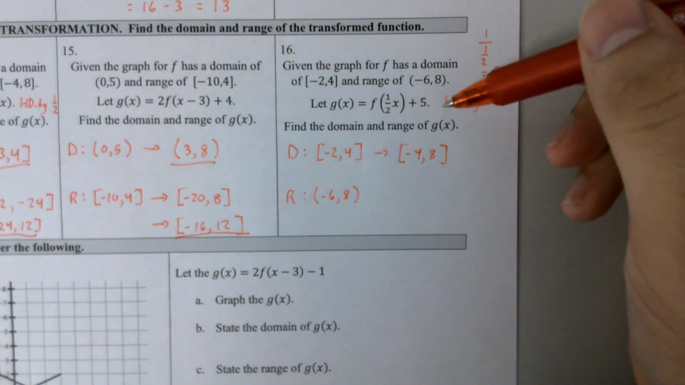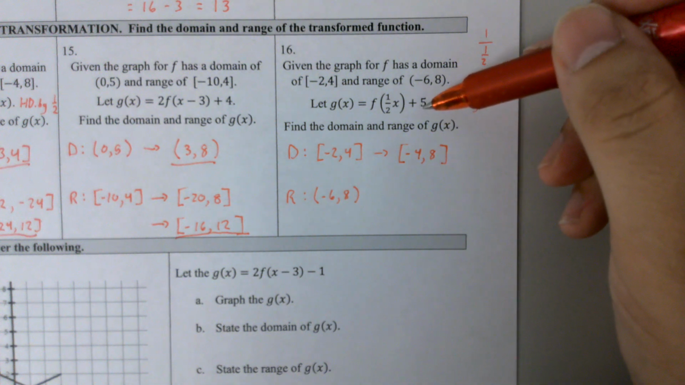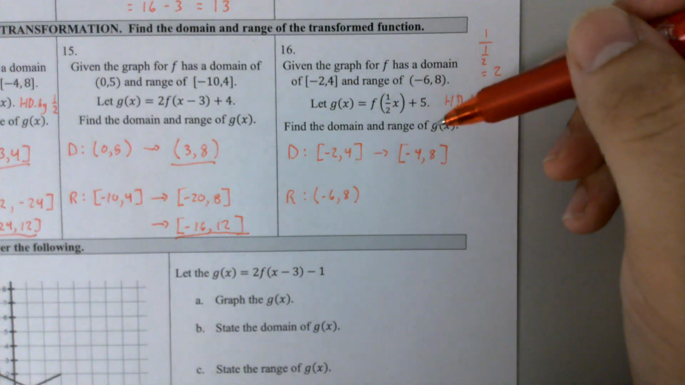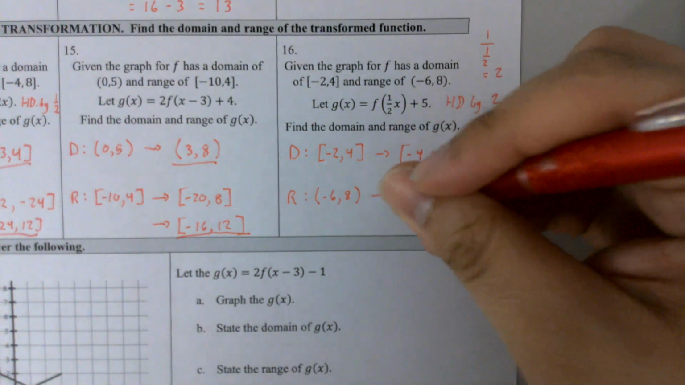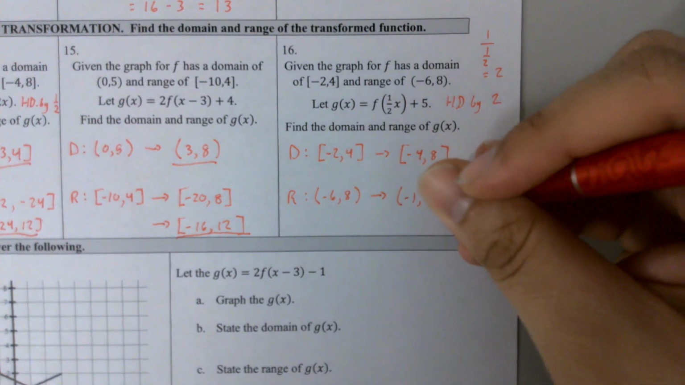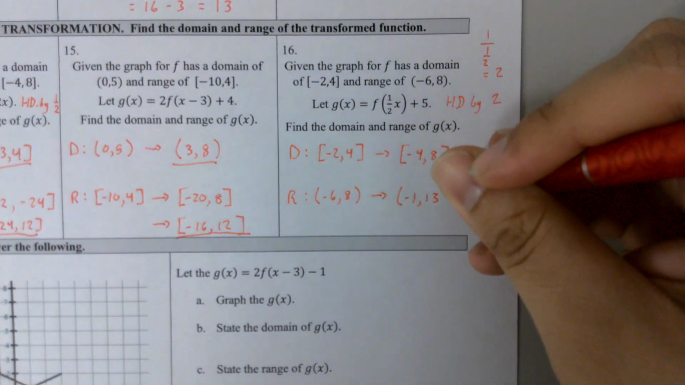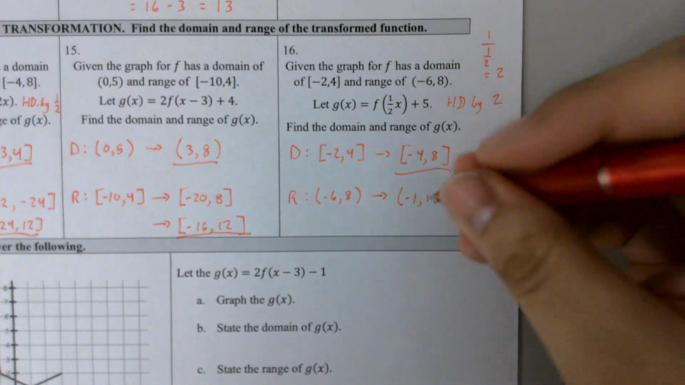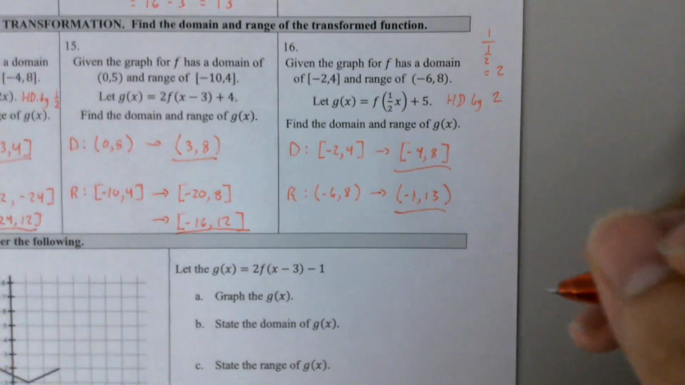And the only transformation that we have done to our range is this plus 5. That's going to add 5 to all of our range values. So this gives us negative 1 to 13. And so this is our new domain and our new range.